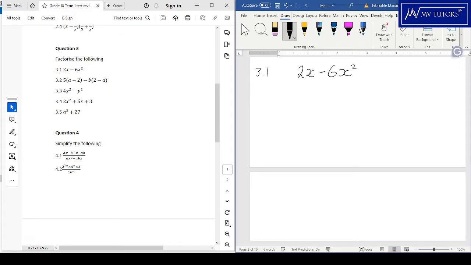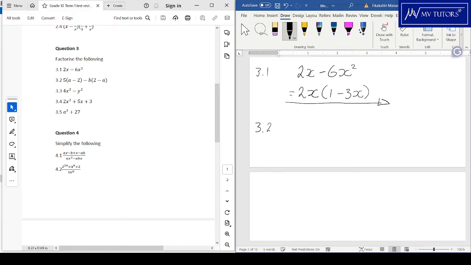So let's start with the numbers. In factorizing, you always look for the highest common factor. The highest common factor between 2 and 6 is 2. The highest common factor between x and x squared is x. Okay, and then I open the bracket to get 2x. I multiply 2x with 1. To get minus 6, I multiply 2 with minus 3. To get x squared, I multiply x with another x. There we go. Let's finish in one line.